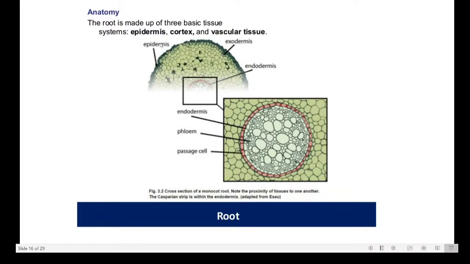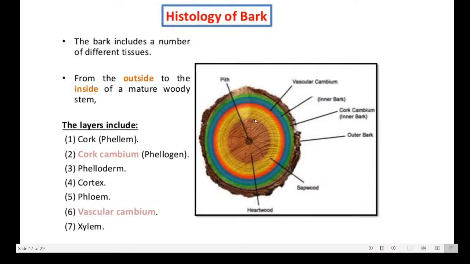The epidermis is external, the exodermis is the next layer, a small layer, and the endodermis is the inner one. The endodermis has two portions: the phloem, which is central, and then passage cells and the surrounding cells. This is helpful for identifying the histology of the layers. One is cracks, that is phellem, and the cork cambium is cracked.